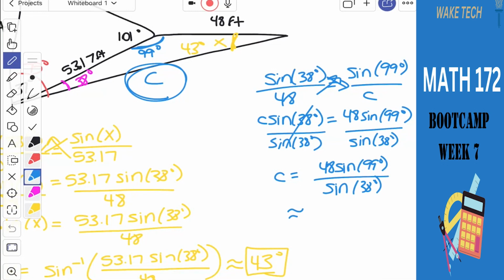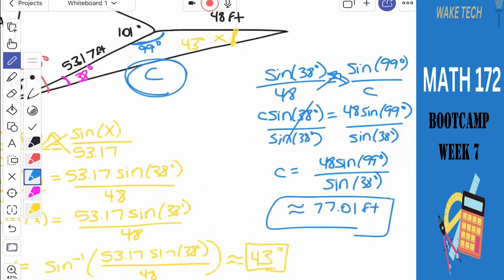Single time, we'll put this in the calculator. 48 sine 99 divided by sine 38. Approximately 77.01 feet is how far the ball now is from Dana. I think that's who it is, Dana.